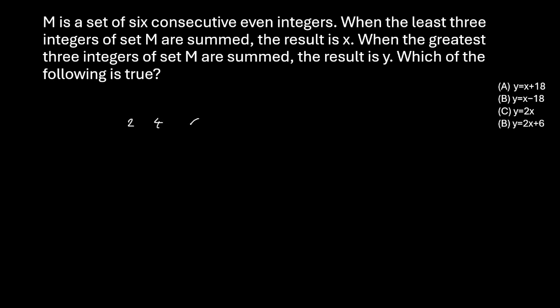2, 4, 6, 8, 10, 12. Okay, when the least 3 integers are summed, 2 plus 4 plus 6, that's 12, so x equals 12. When the greatest 3 integers are summed, the result is y. 8 plus 10 is 18, plus 12 is 30, so y equals 30.